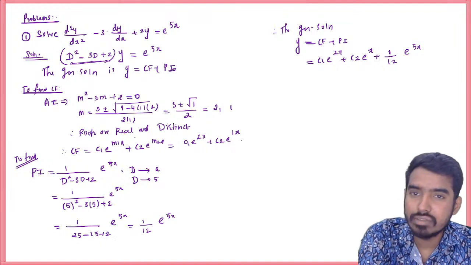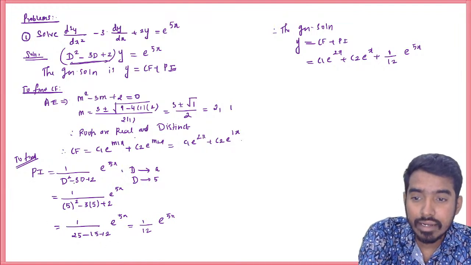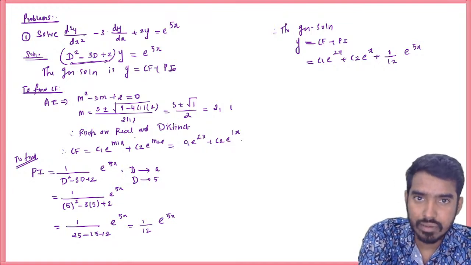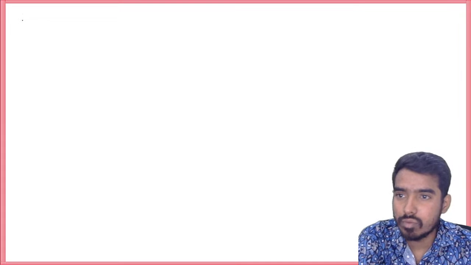If this is 0, you have to multiply by x here, differentiate this with respect to D, and then you put again D is equal to a. Right? Okay. This is the required solution. So we want a second problem.